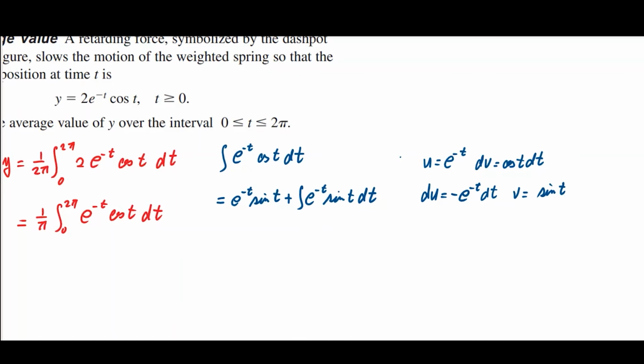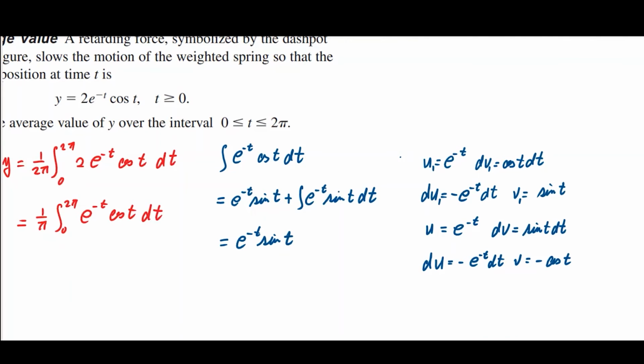Then round 2. So before I forget, subscript 1, 1, 1, 1. And then u now is, and we have to stick with it, e to the negative t. And then dv here is now sine t dt. Then differentiate this one, so you have negative e to the negative t dt. And this one now becomes minus cosine t. Y'all got that? Okay, and then what we have is this one from previous line.